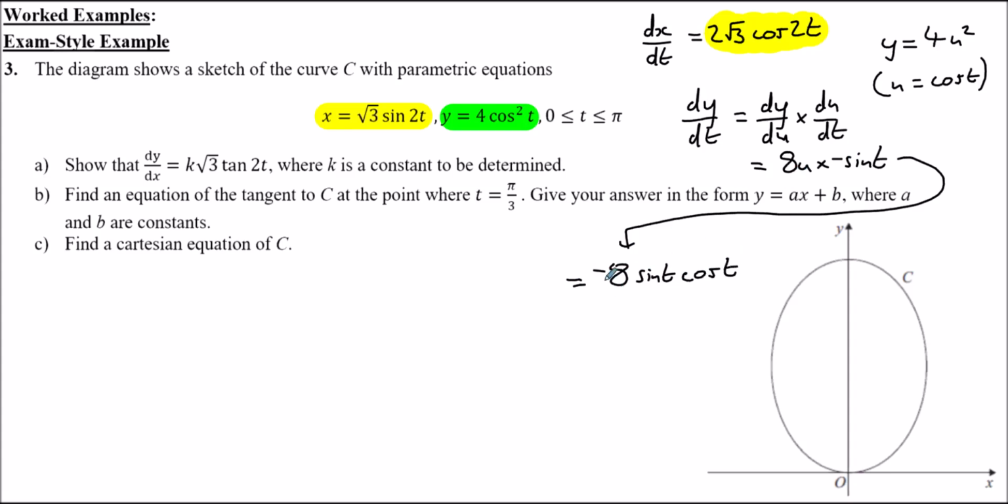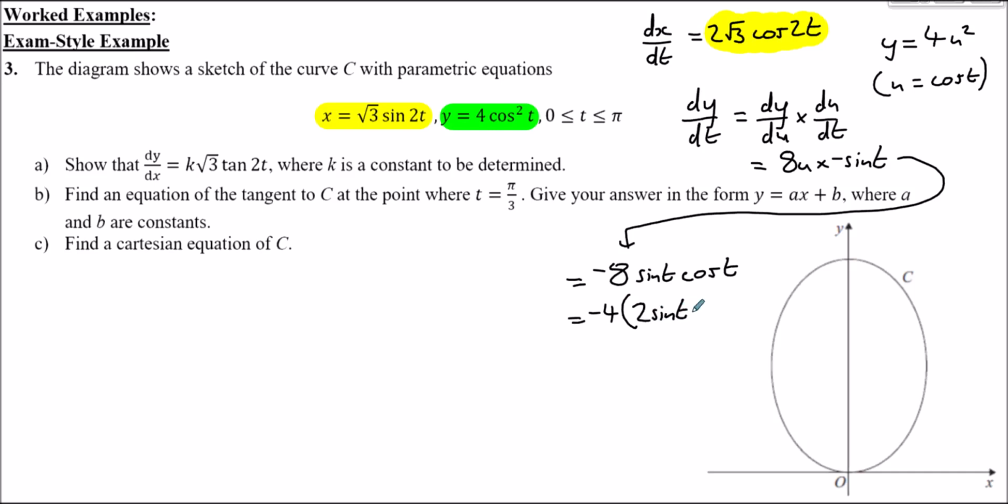Now what we can do here, because we want our dy by dx in the form tan of 2t, whereas here this is all in terms of just t, we need to use a double angle formula. So if I just factor out, instead of minus 8 and minus 4, I can now write in brackets 2 sine t cos t.